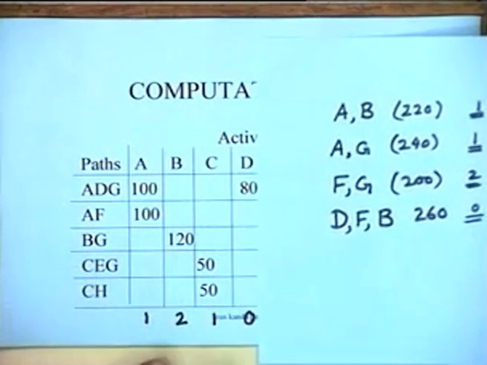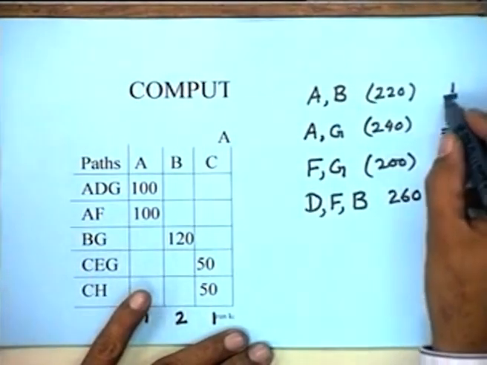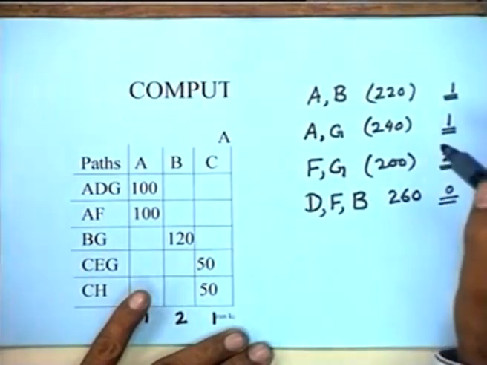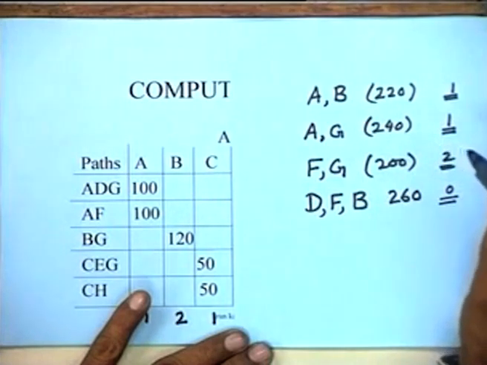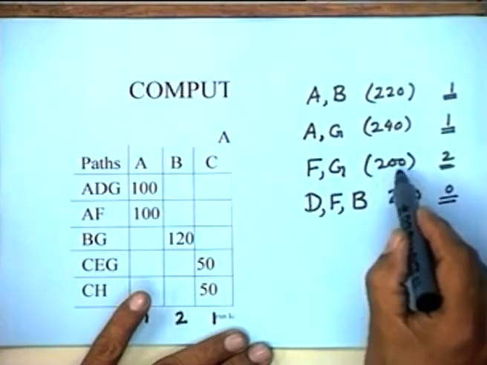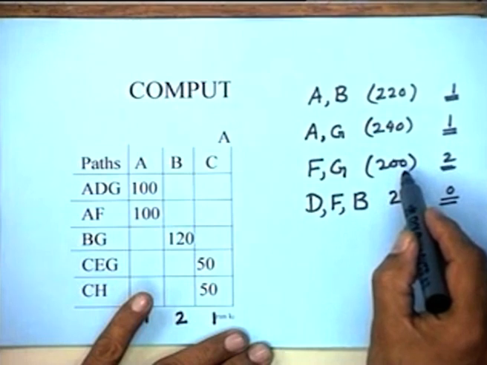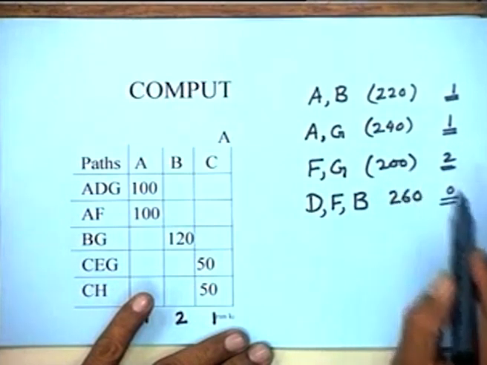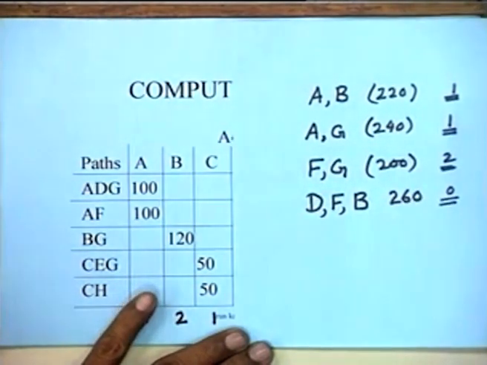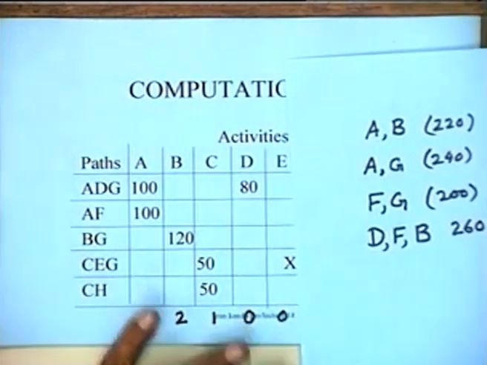So on the face of it, it would appear to us that the cheapest option available is F and G, which is 200 rupees per day. But a little reflection will show that this is in fact not the optimal solution.